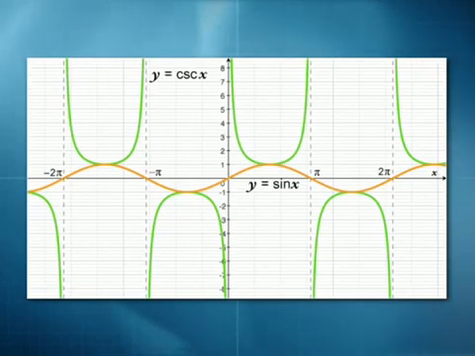So I feel comfortable with secant and cosecant because I'm comfortable with cosine and sine. And then tangent and cotangent, memorize the picture of tangent. That's kind of an important graph, and we'll be using it a few times in this course. Let's do an example.